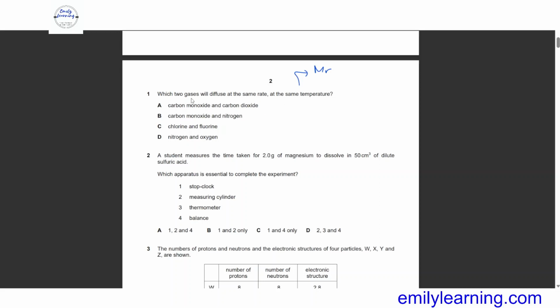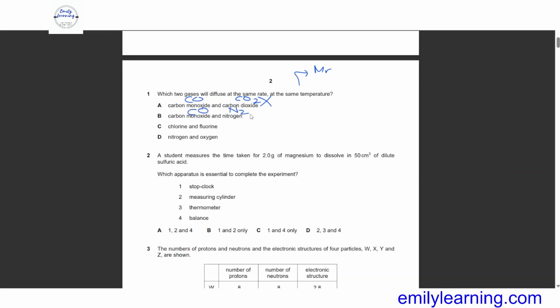So let's take a look at A. So A, we have carbon monoxide, CO, and carbon dioxide, CO2. Carbon monoxide has one carbon, one oxygen. Carbon dioxide has one carbon but two oxygen. So no way they will have the same molecular mass because CO2 has one more oxygen than CO. Next, let's look at carbon monoxide and nitrogen. So carbon monoxide is CO, nitrogen is N2.